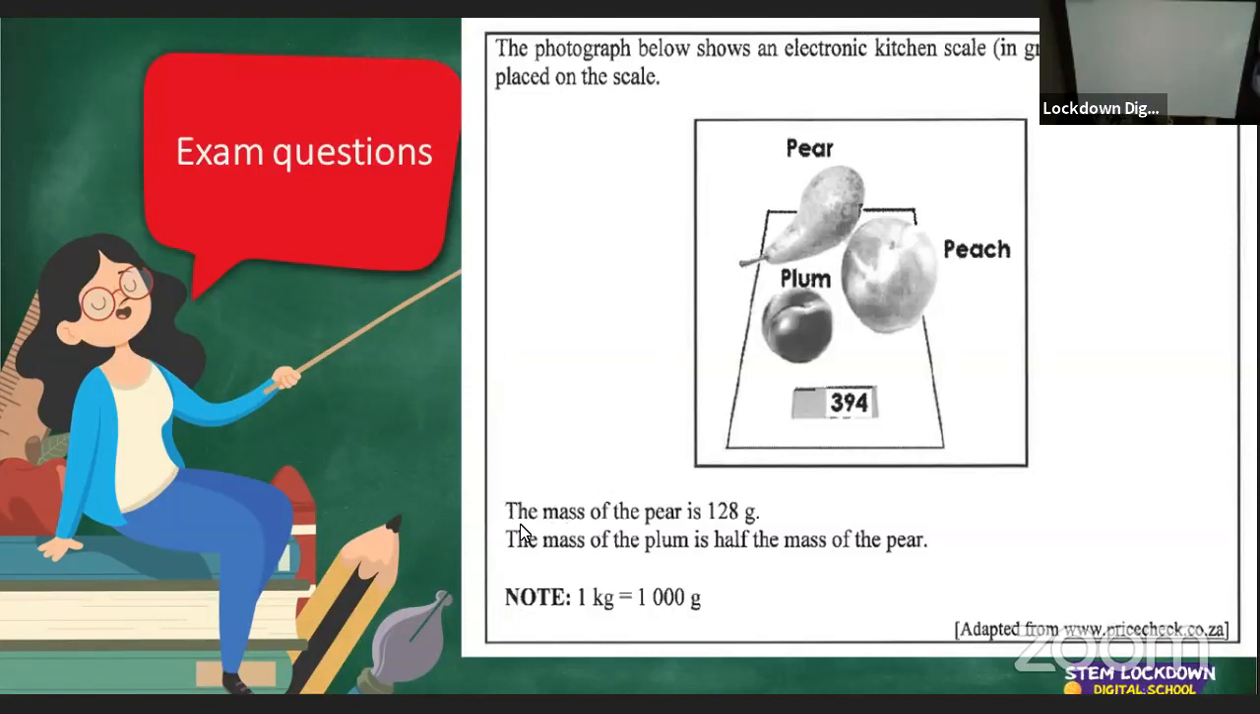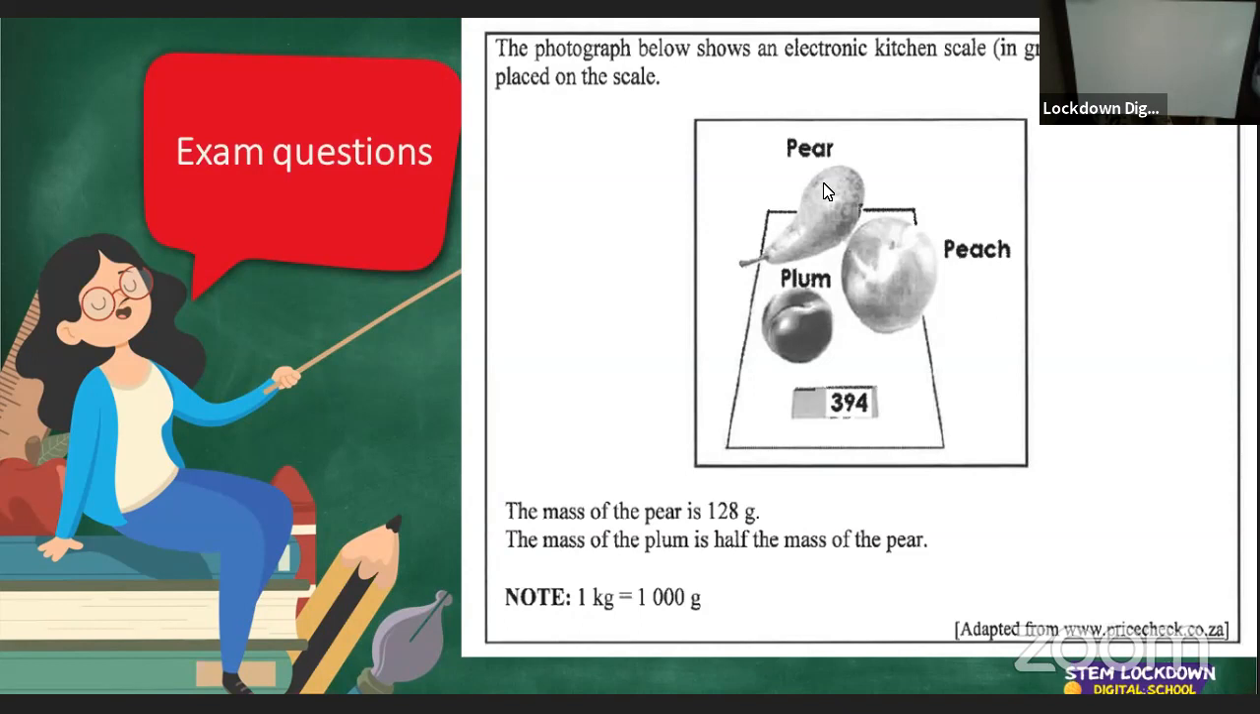It says here the mass of the pear is 128 grams. The mass of the plum is half the mass of the pear. And we are also given a note here that says 1 kg equals 1000 grams. You are supposed to know that.